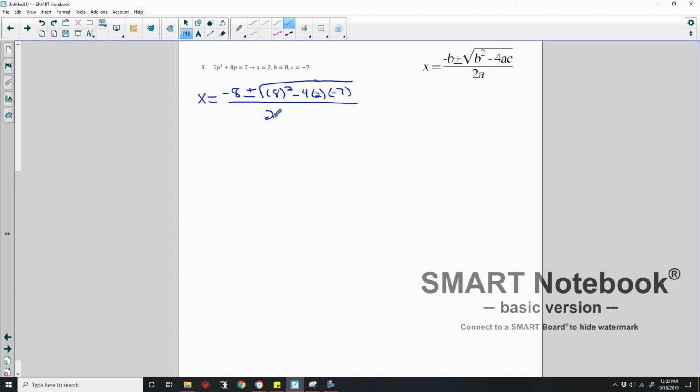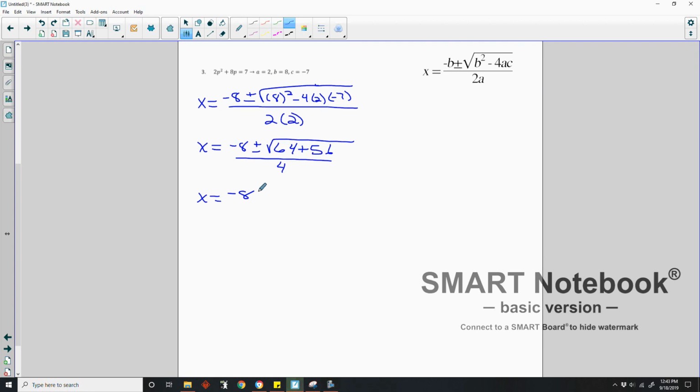All over 2a. Okay, there's my substitution into here. Now I get x equals negative 8 plus or minus the square root of 8 squared is 64. A negative and a negative is going to give me a positive here. 4 times 2 is 8. 7 times 8 is 56. All over 4. So x equals negative 8 plus or minus the square root of 64 plus 56 is 120 divided by 4.